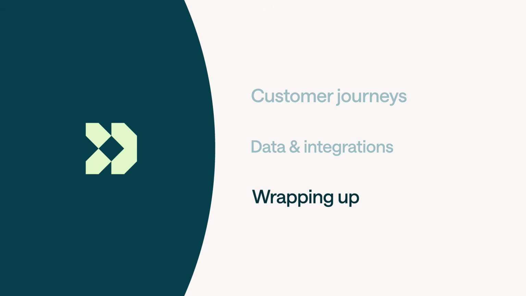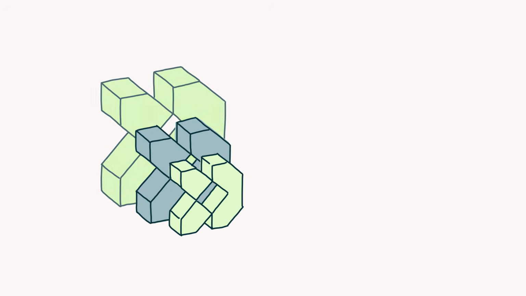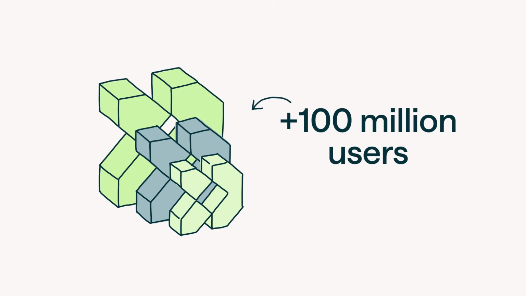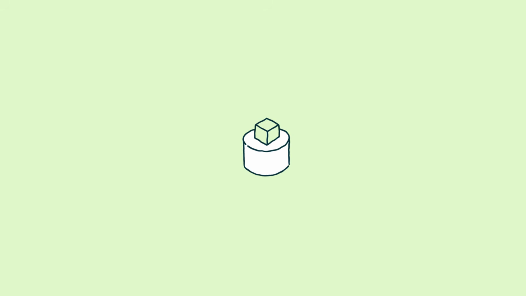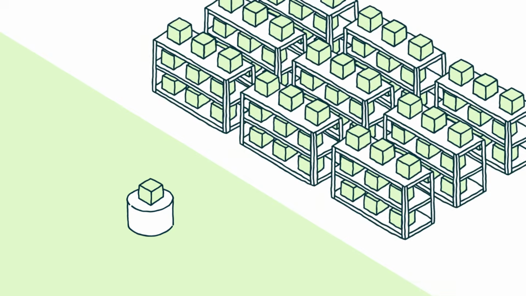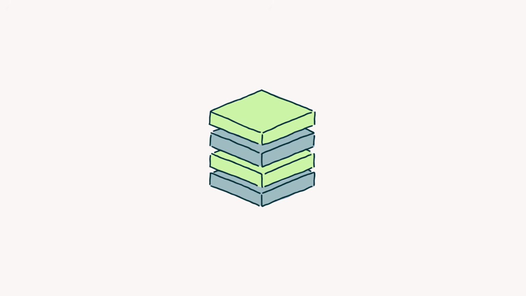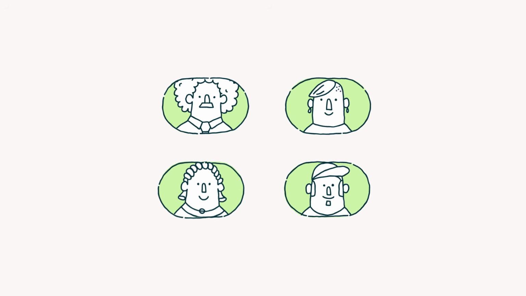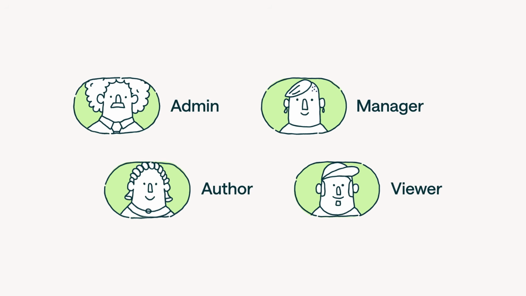Wrapping up, Customer I/O is built to scale, empowering companies to engage with large audiences of over 100 million users. Whether you offer one service or 100, create separate workspaces to support each business vertical. And forget about per-seat pricing. Add the entire team and grant them different levels of access.